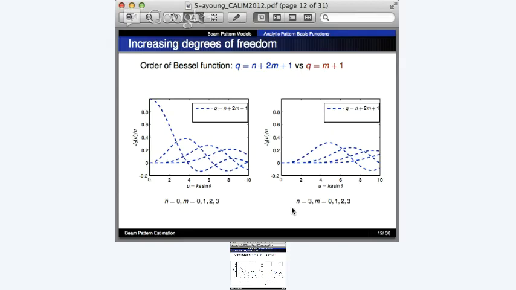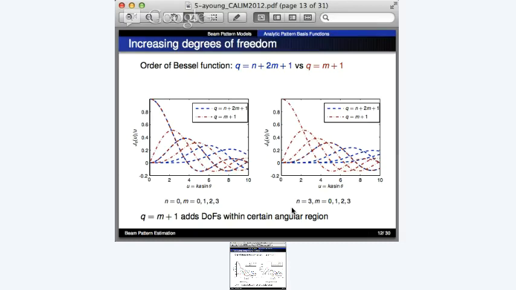So we try to compensate for this by actually redefining the order of our Bessel function, which is then just n plus 1 instead of the n plus 2 n plus 1. And then we actually see that, first of all, we're filling in more basis functions into the same angular region. And for the higher order azimuthal variation, we also have more degrees of freedom in that range. Of course, this is at the cost of only modeling a smaller angular region using the same number of basis functions.